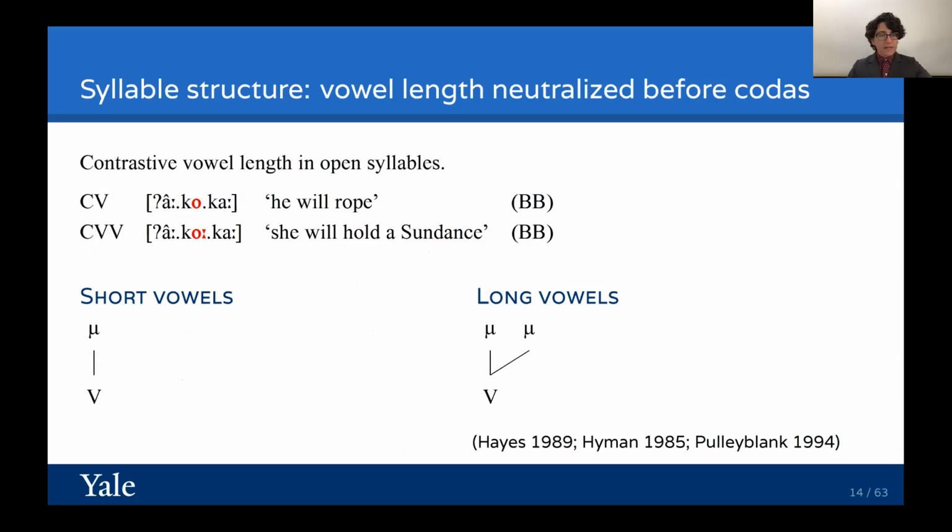The first fact about syllable structure in Blackfoot is that vowel length is neutralized before a coda consonant. So we know that there's a distinction between short vowels and long vowels, as given here in a minimal pair between akuka, he will rope, and akuka, she will hold a sundance. And to mark this length difference in the analysis, I'll adopt Moraic theory, where I assume that short vowels are monomoraic and long vowels are bimoraic.